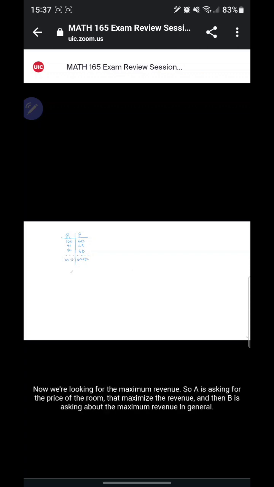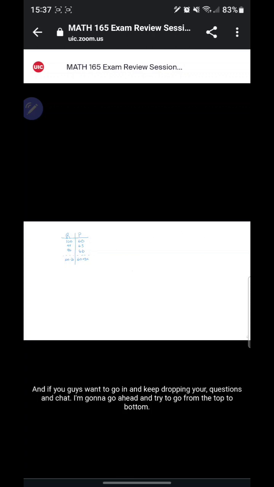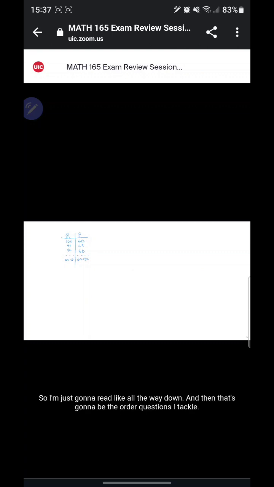Now we're looking for the maximum revenue, right? So A is asking for the price of the room that will maximize the revenue, and then B is asking about the maximum revenue in general. And if you guys want to go ahead and keep dropping your questions in chat, I'm going to try to go from top to bottom. So I'm just going to read all the way down, starting from the top, and that's going to be the order of the questions I tackle.